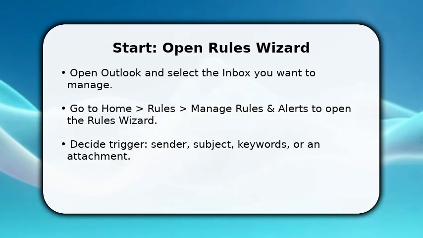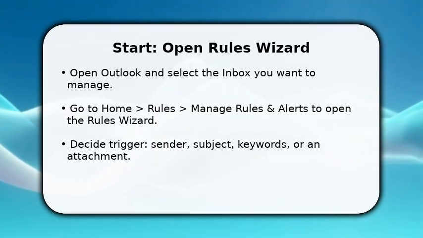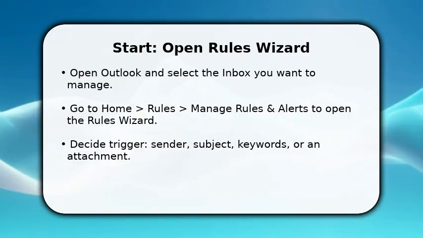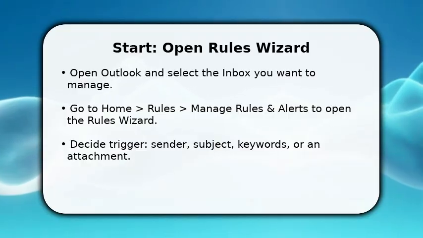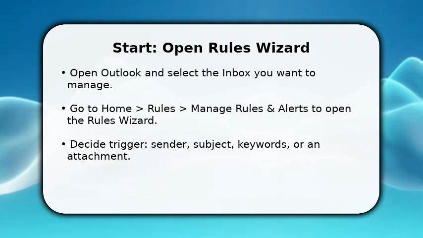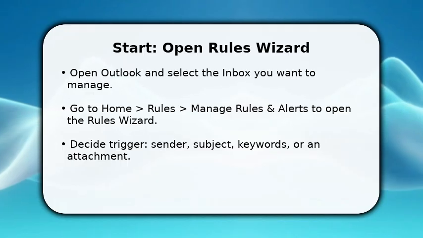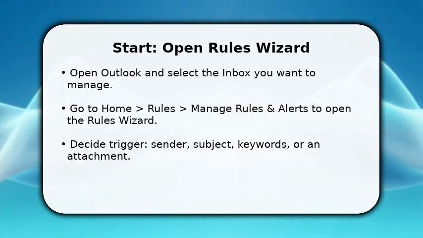Choose the message trigger, sender, subject words, keywords in the body, or whether a message has an attachment, then click Next to begin defining actions. You want precise triggers so fewer exceptions are needed. Once set, you will move on to selecting what Outlook should do with matching mail.